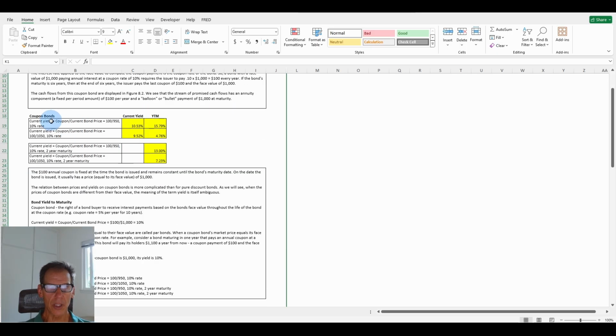Current yield equals coupon divided by current bond price. 100 divided by 950. Yield to maturity, 100 plus 100 minus 950 divided by 950. Current yield, 100 over 950, a 10% rate. Yield to maturity, 476. I'm not sure about this one here, but we'll just go with it.